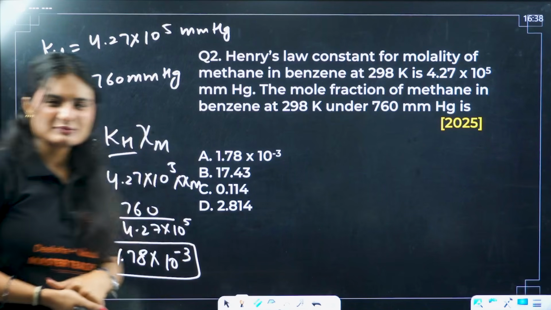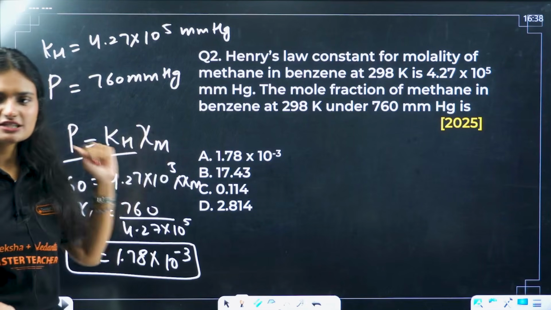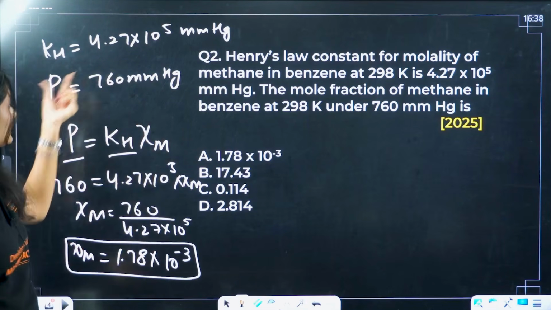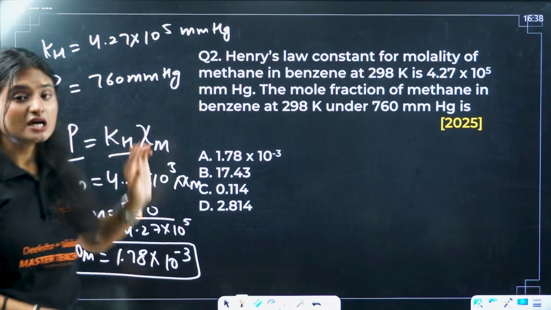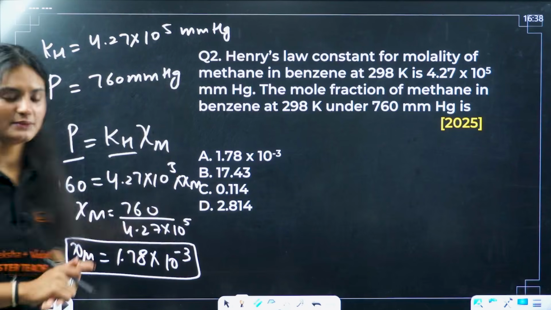Okay, I hope you were able to get the answer. Very simple logic. All the constants are given. KH is already given. Partial pressure is already given, right? We need to find the mole fraction of methane.